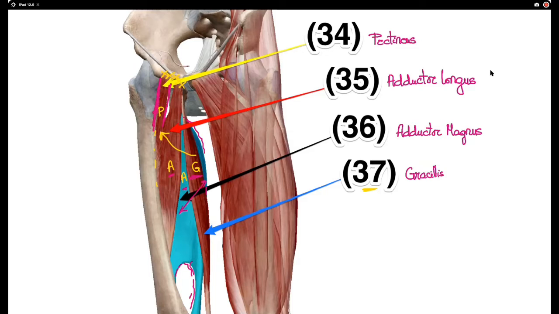If you remember, all of the four muscles, gracilis, adductor magnus, adductor longus, and pectineus, all of them are going to be pulling the thigh to move towards the midline. So they all are allowing adduction of the thigh.